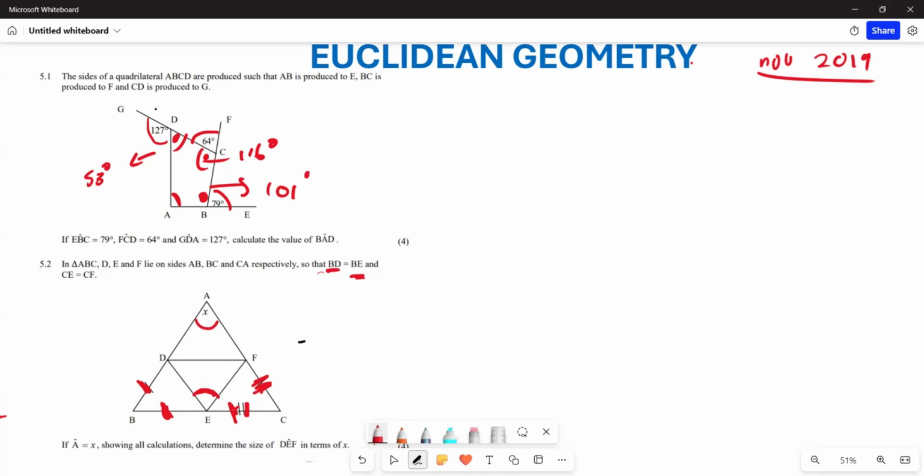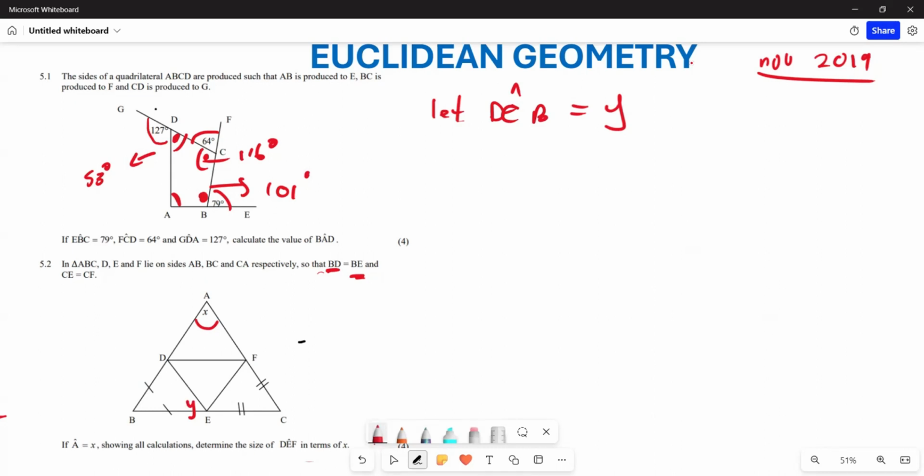So now let's do this. I want you to look at this. Let's say we let our angle DEB, this particular angle here, be equal to y. Where there is DEB, I'm going to write my y. Now, what is it that I can say from here?